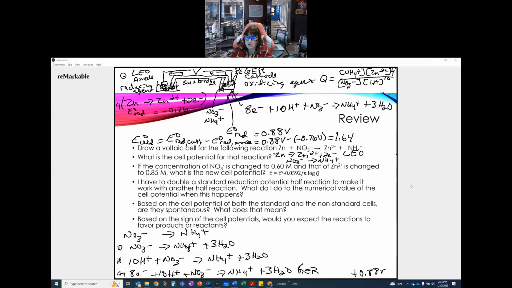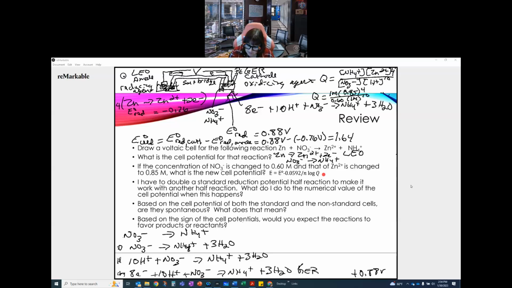Well, now I know that I've made some changes to those concentrations. So anything that hasn't changed, it's still standard, so it's still 1 molar. If it's changed, I have a new concentration for it. So the NH4+, I don't have a number for. So that's still 1 molar. The Zn2+ has changed, and that's 0.85. That's to the 4th power. Over the NO3-, which is 0.60, times that 1 molar, which is to the 10th power, so it's still a 1.